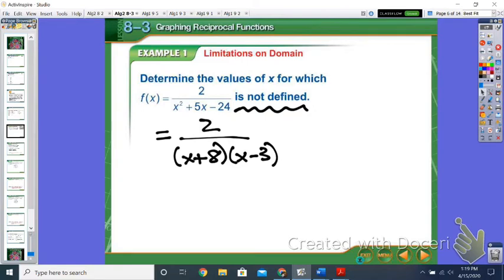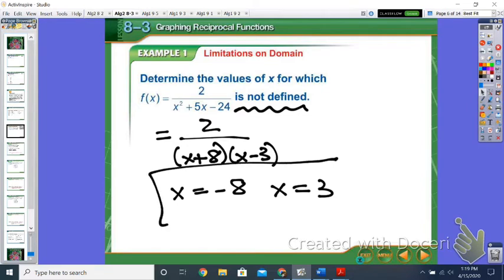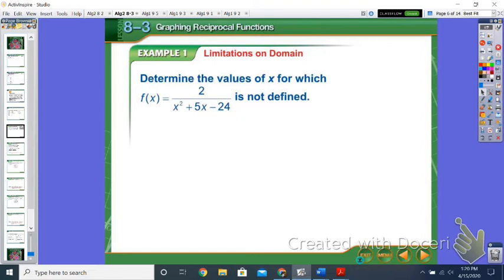So one way you get undefined is if your denominator is 0, so that would mean it's not defined where x is equal to negative 8 or where x is equal to positive 3. Because if I put a negative 8 in right there, negative 8 plus 8 is 0. That would turn your denominator into 0, and same with a positive 3. So for this particular question or problem, that would be all we have to say.